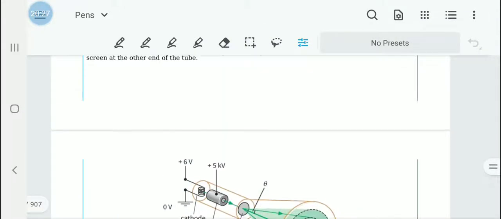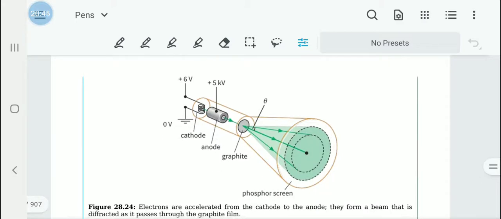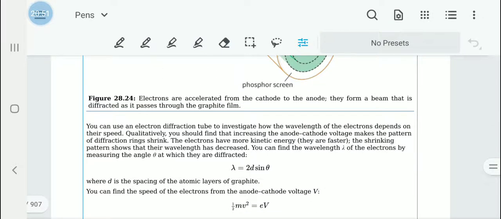Write down a note before we move on to the other practical activity: investigating electron diffraction. We can observe electron diffraction using an electron diffraction tube as shown below. And please draw this. By changing the voltage between the anode and the cathode, we can change the speed and the energy of the electron beam.